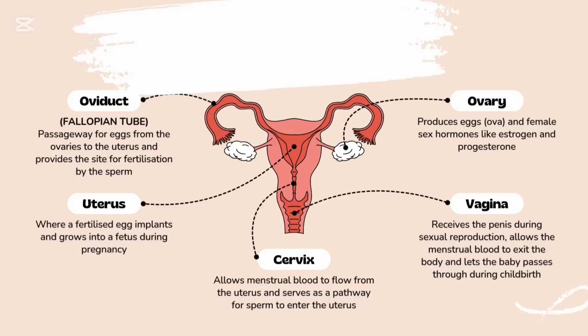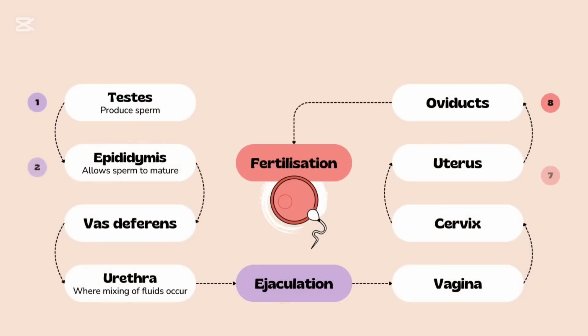2. Internal structures. The vagina is a muscular canal that connects the external genitals to the cervix. It functions in childbirth, menstruation, and sexual intercourse. The cervix is the lower part of the uterus that controls what enters and exits. It plays a key role in preventing infections and also dilates during childbirth.